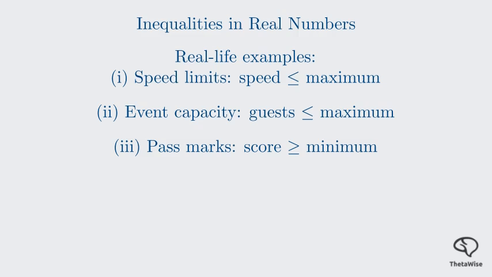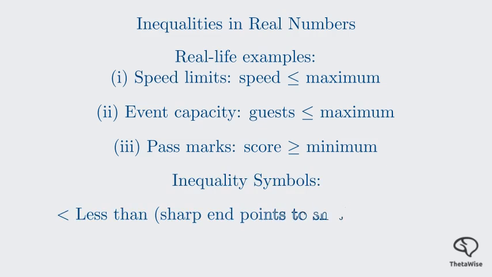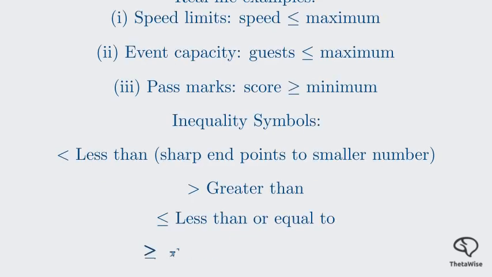To work with them mathematically, we use special symbols. The less than symbol points to the left, indicating that the value on the left is smaller. The greater than symbol points to the right, showing that the value on the left is larger. When we include equality, we add a line underneath the symbol. So, less than or equal to means a number is either smaller or equal, and greater than or equal to means it's either larger or equal. Understanding these symbols is the first step to working with inequalities.